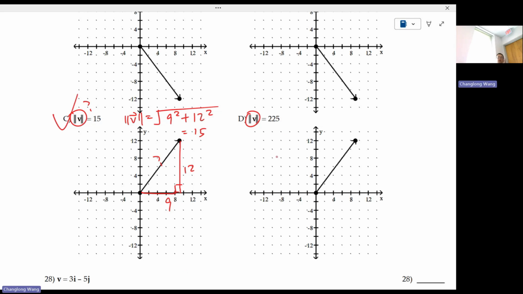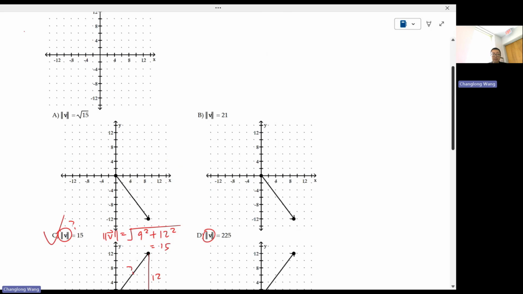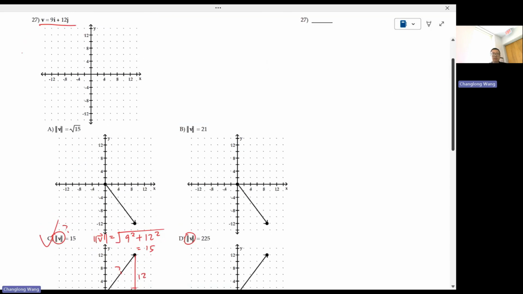It's 225. I don't know how they get that number, but that's a subtraction. Right? So do you see how straightforward it is? If you have a vector that's so easy to imagine in terms of the rise and run, the rectangular form, you can easily extract the magnitude out of it.